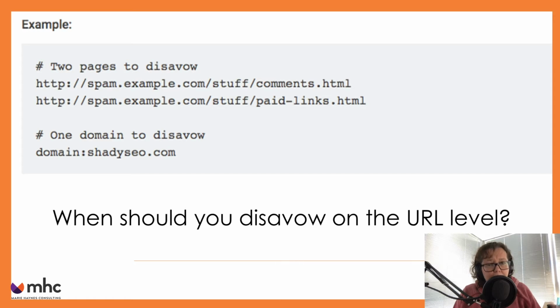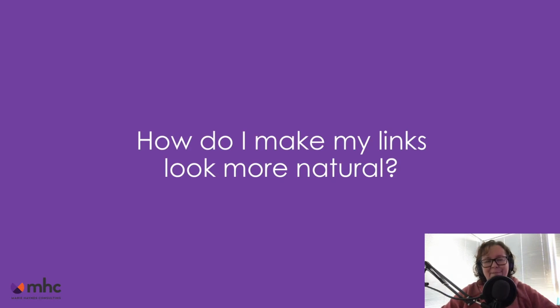Another one of the reasons not to disavow on the URL level is that your disavow file can get too big. Nobody asked this question, but there's a max to how big the disavow file can be. It can't be more than 2 megabytes, I believe. And so if you have every single URL as opposed to domains, you can fill that space up very, very quickly. And I have seen that happen.